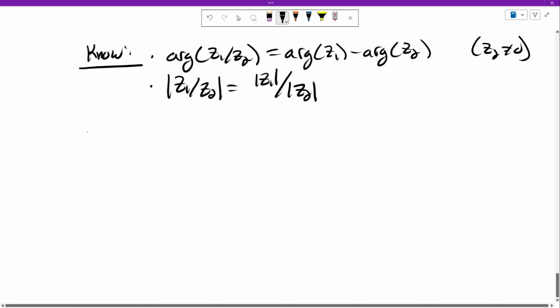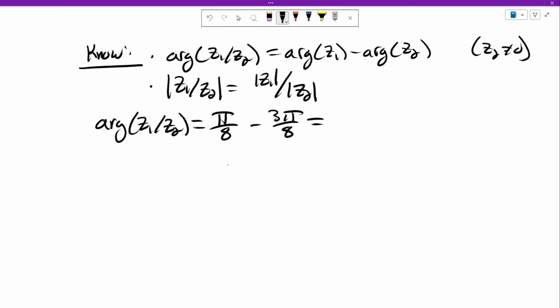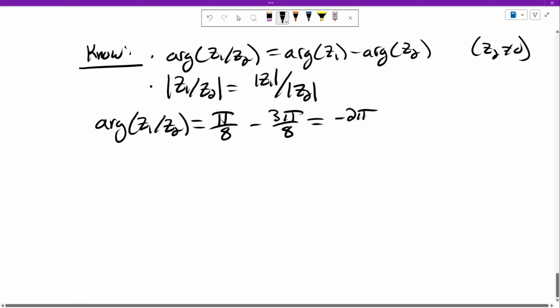All right, so we know the arguments for each one of these. I'll go back up to remind myself. Actually, I think I got it. I think the first one was pi eighths, and the second one was 3 pi eighths, but feel free to rewind and double check me. Again, we should take this with respect to all multiples of 2 pi, but in terms of writing z1 over z2 in polar form, it doesn't actually matter. So I think this is minus 2 pi eighths, which is negative pi fourths. So that's the argument of the quotient.